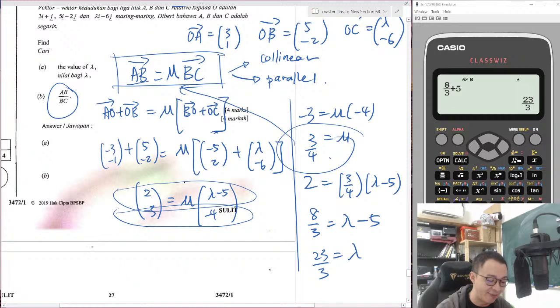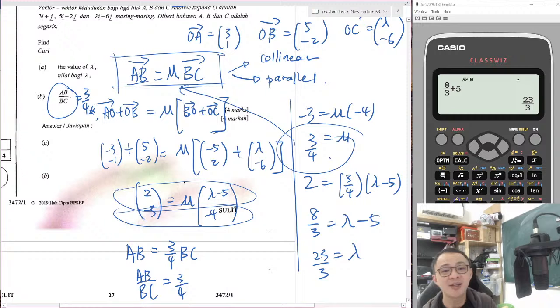Right, now I sub my mu into here. So therefore, my AB will equal 3 over 4 BC. So AB over BC will equal 3 over 4. So this answer is just 3 over 4. Done. Okay, can I choose AB and CB?